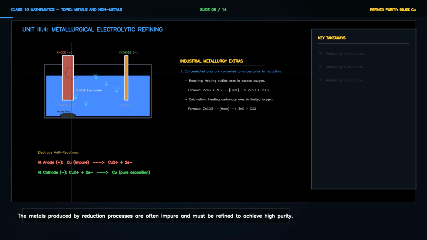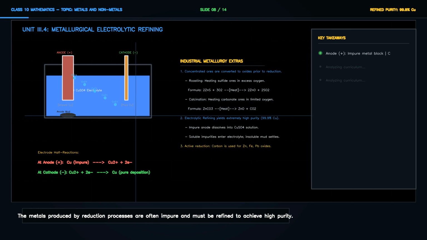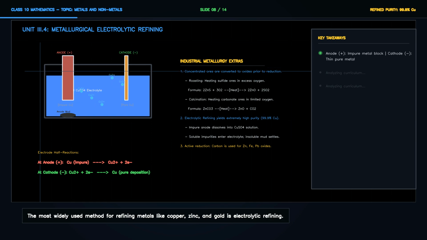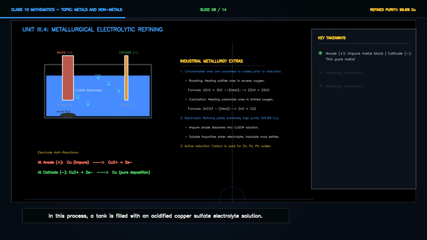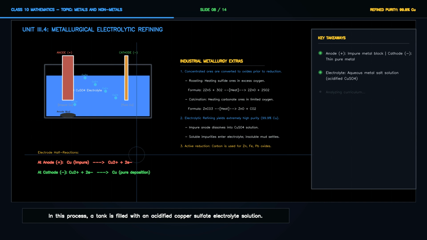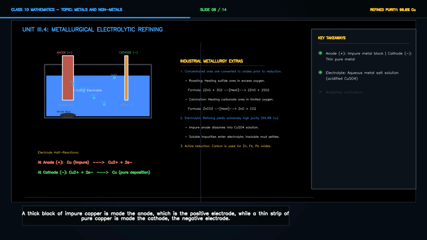The metals produced by reduction processes are often impure and must be refined to achieve high purity. The most widely used method for refining metals like copper, zinc, and gold is electrolytic refining. In this process, a tank is filled with an acidified copper sulfate electrolyte solution. A thick block of impure copper is made the anode, which is the positive electrode, while a thin strip of pure copper is made the cathode, the negative electrode.